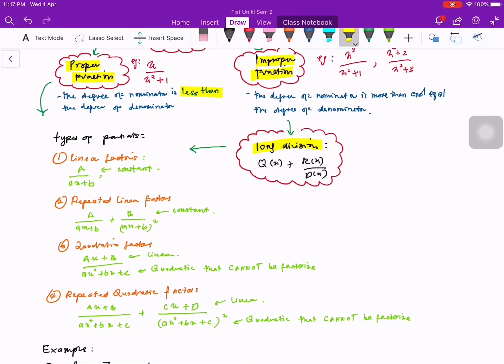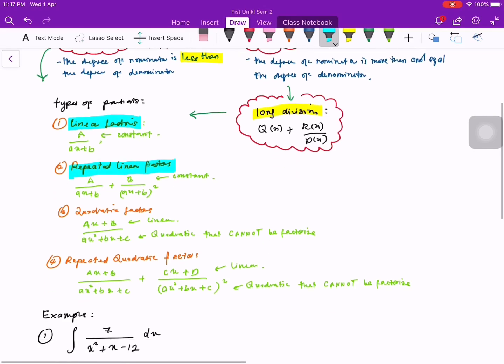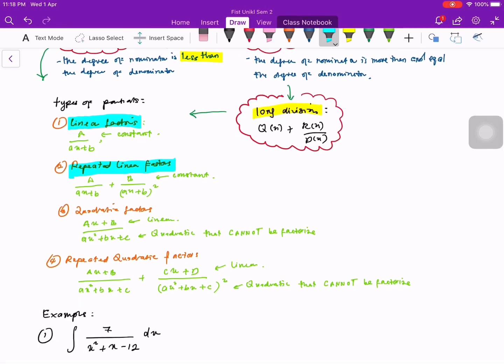Okay, kita ada linear factors. Contoh linear factors, we have ax plus b on denominator. So kalau kita ada ax plus b on denominator, so we will have a constant on numerator, and also repeated linear factors. Katakan kita ada (ax plus b) in bracket to the power of 2. So we call it as a repeated linear factor. So we will have two fractions, A over ax plus b plus B over (ax plus b) squared.